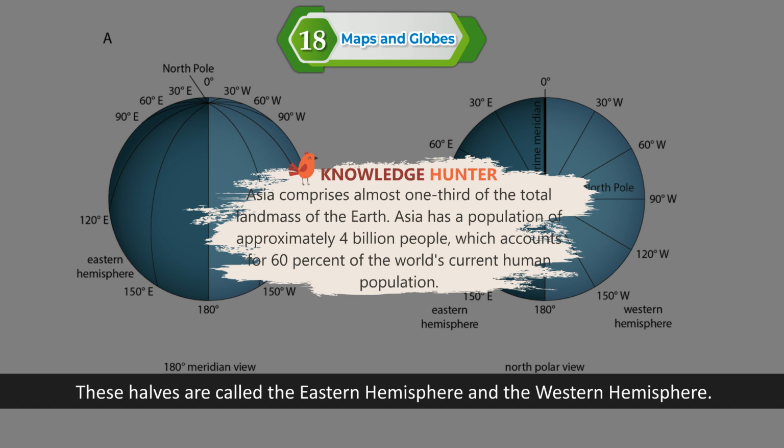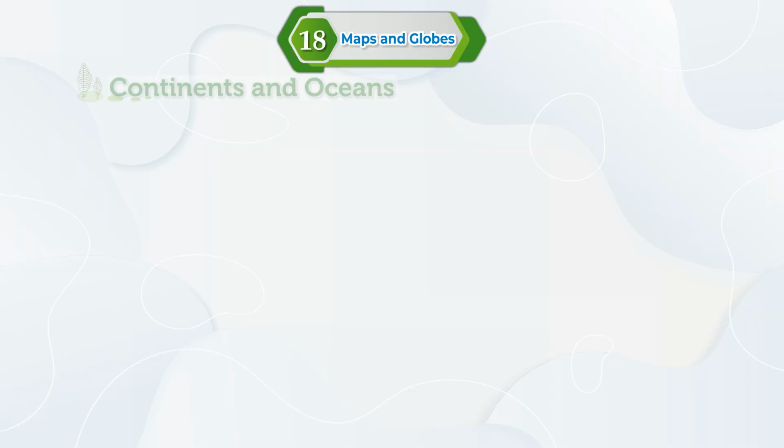Knowledge Hunter. Asia comprises almost 1/3 of the total landmass of the earth. Asia has a population of approximately 4 billion people, which accounts for 60% of the world's current human population.